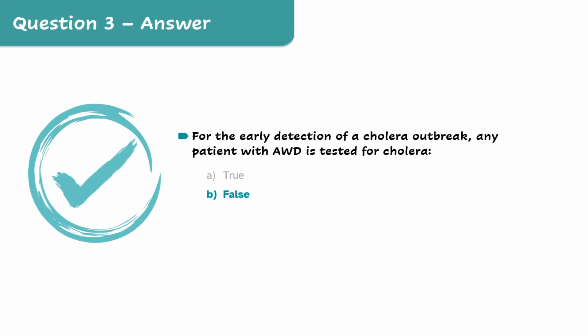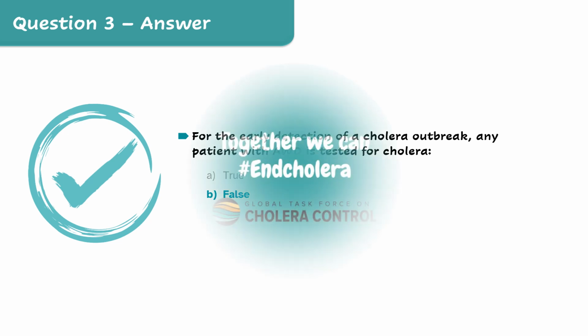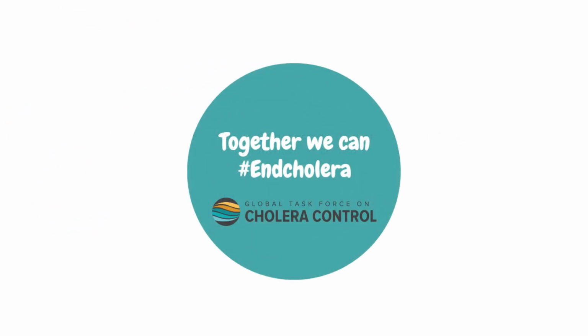The correct answer is B, this is false. When surveillance is for early detection, any patient meeting the definition of a suspected cholera case is tested for cholera. However, this is not any patient with AWD since, in addition to AWD, criteria on age and dehydration level also apply. We have now completed this module.